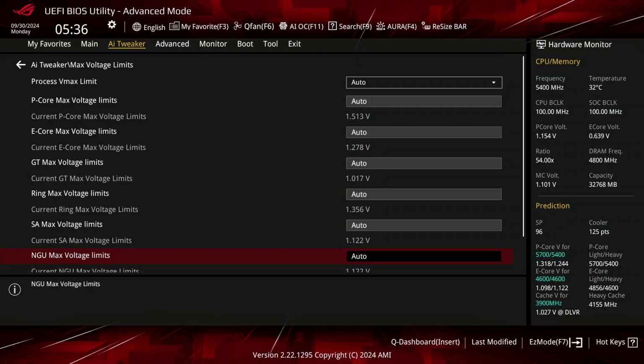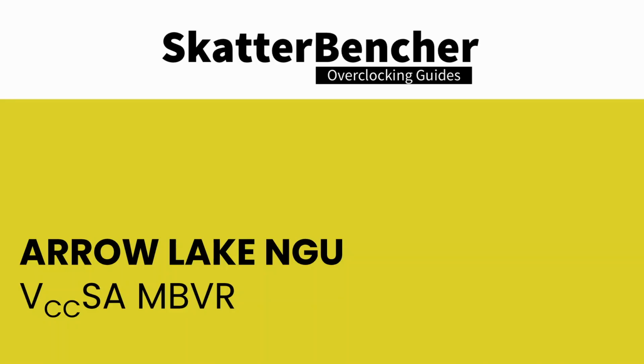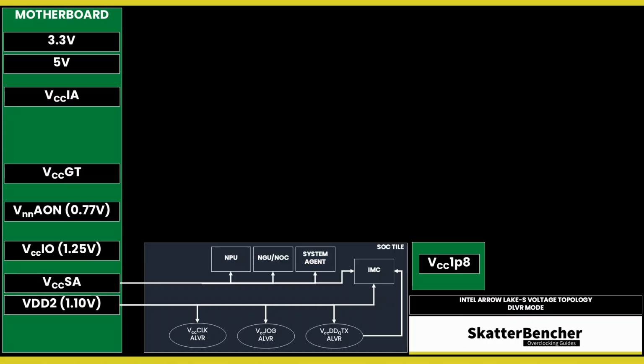The external VCCSA motherboard VR or NVVR powers a number of parts on the SoC dielet, including the NGU. Unlike the compute IP, the parts of the SoC dielet are not powered using DLVR, so the power delivery is identical to previous architectures. The voltage configuration of the VCCSA voltage rail is rather complicated. Because there are multiple domains that request voltages from this voltage regulator, the eventual output voltage will be the highest requested voltage across all of these connected domains.